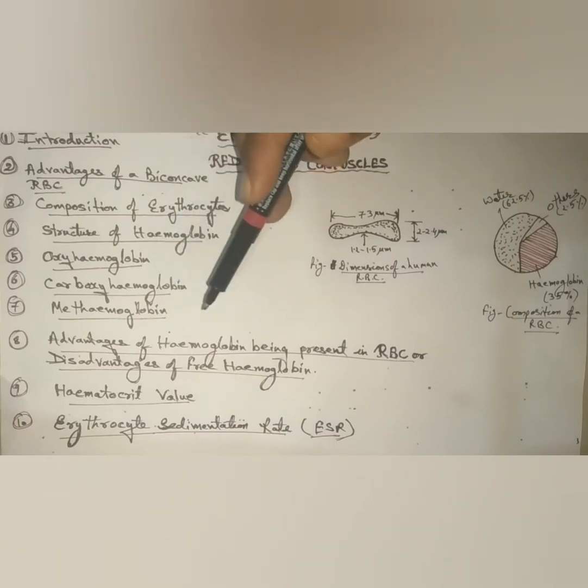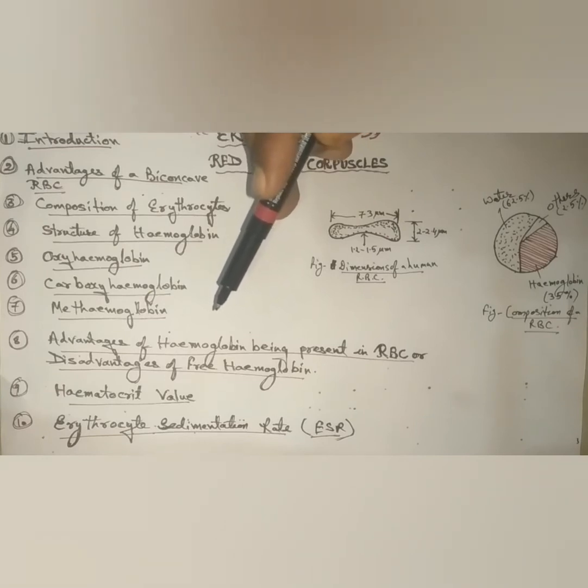Next, methemoglobin. When either reduced or oxygenated hemoglobin is exposed to an oxidizing agent, the Fe2+ ferrous is oxidized to Fe3+ ferric, and the compound is called methemoglobin. It cannot combine reversibly with gaseous oxygen. Methemoglobin is also dark colored, and when it is present in large amounts, it produces a blue color of the skin.